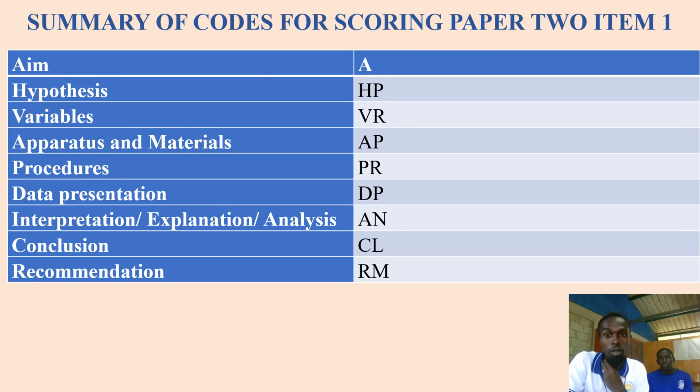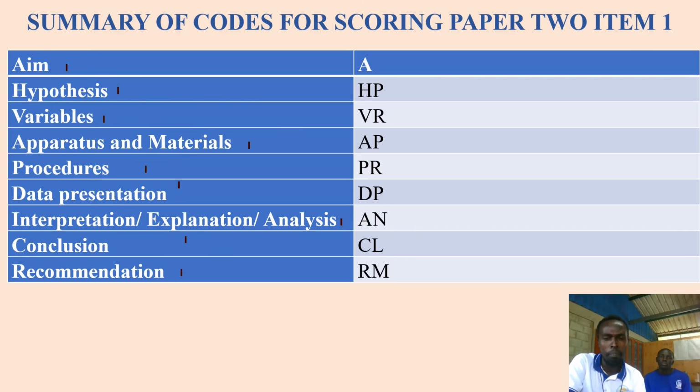The summary codes for scoring this paper, item 2 in paper 2, agriculture practical, number 1 is, okay, to my candidate, how is this helpful? Make sure you don't leave that number unless you've talked about the aim. Please talk about the aim. Go ahead and talk about the hypothesis. We are going to show details, the variables, list the materials, mention the right procedures, do your data presentation in a table way, like we said, interpret your data, explain the data, give a conclusion from what you have investigated, and lastly, give a recommendation.